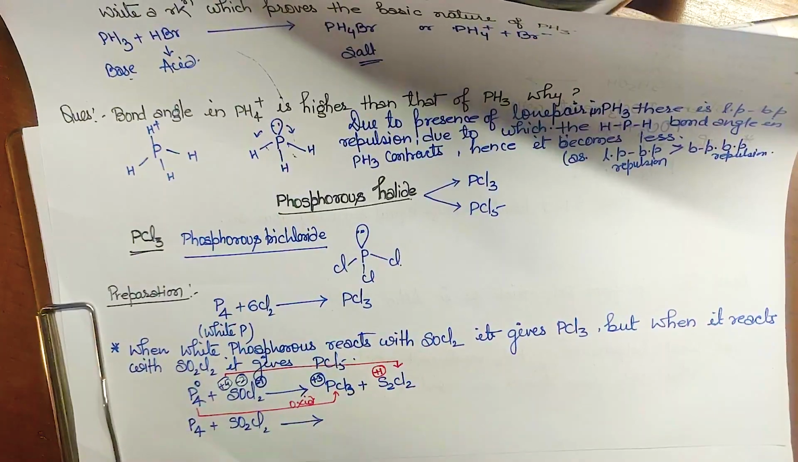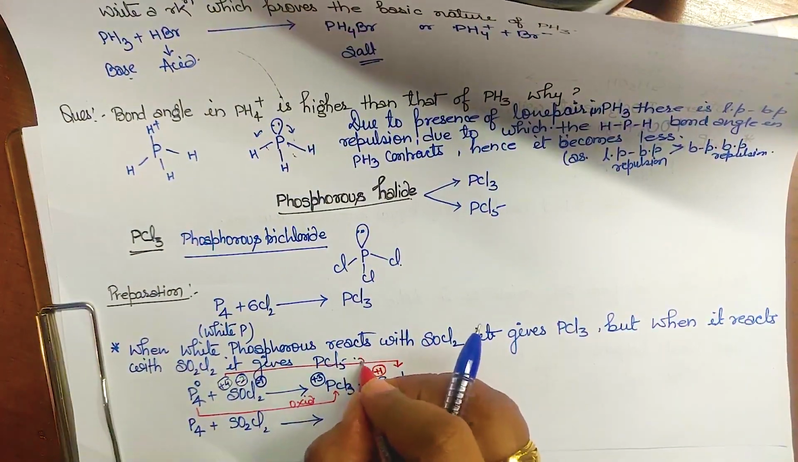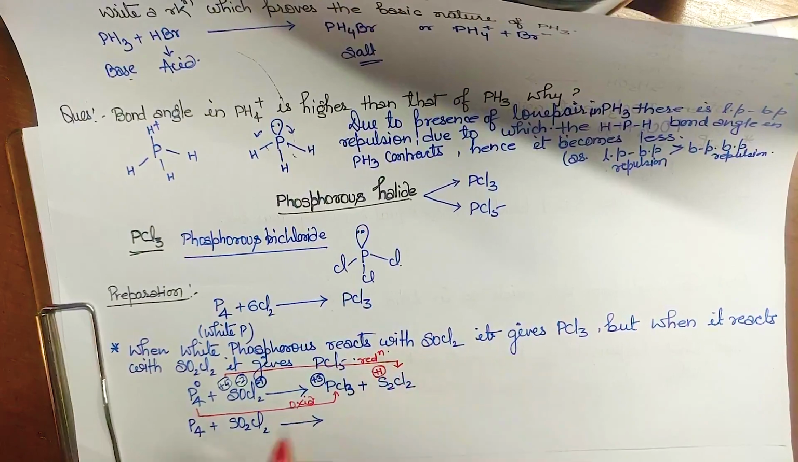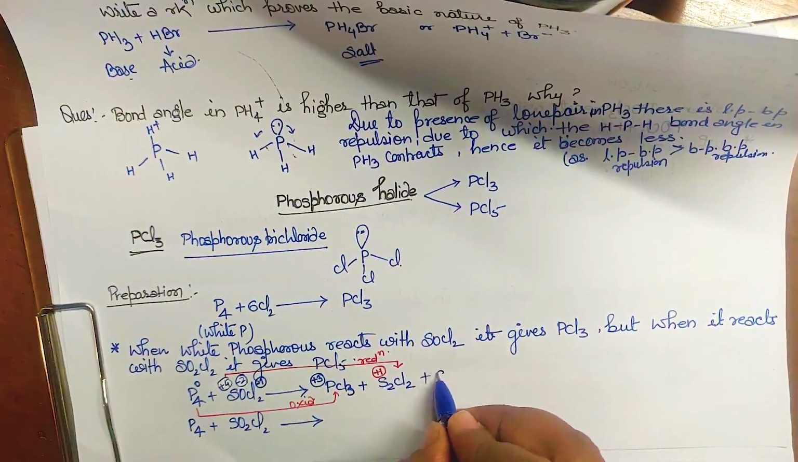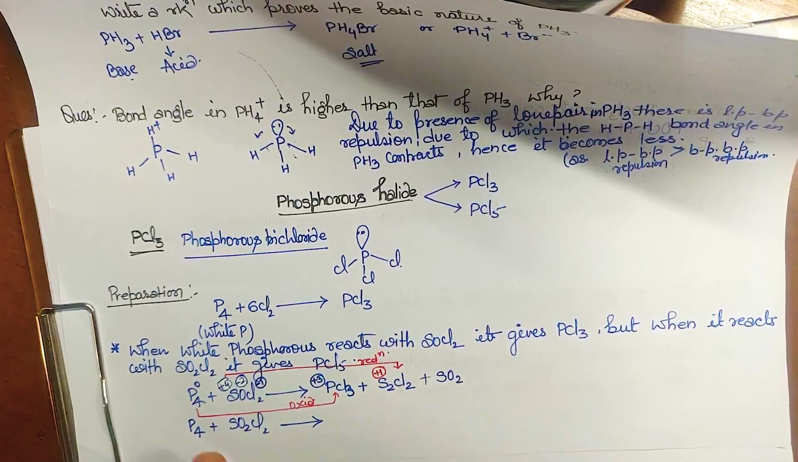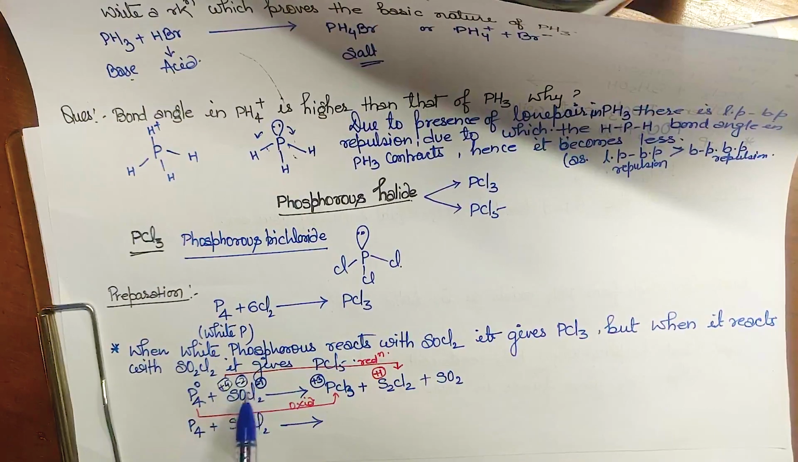Okay, so this is the reduction, and here one more product will form to balance this oxygen, and that will be SO2. But there will be no change in oxidation number with this sulfur. Here also it is +4, here it is also +4. There is no change in that. Okay. So this is the product formed when phosphorus reacts with SOCl2.